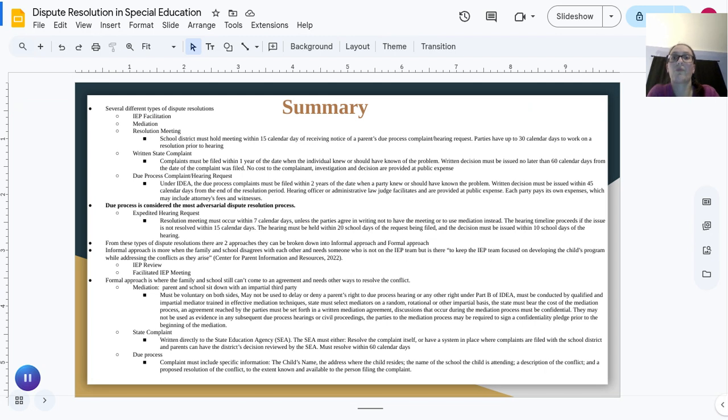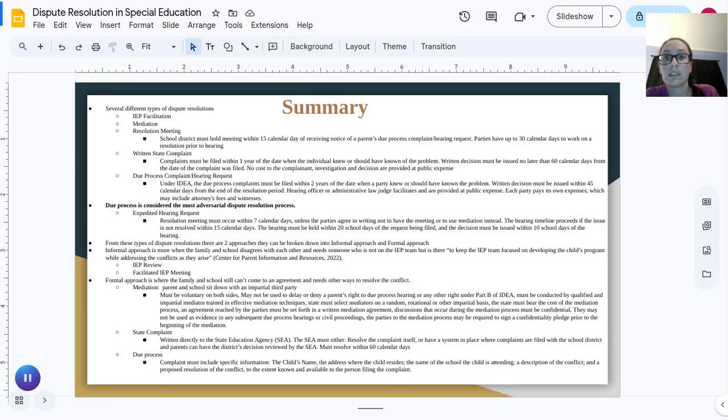So for this, in the video there are several different types of dispute resolution talked about. There's IEP facilitation, mediation, resolution meeting. This is where the school district must hold a meeting within 15 calendar days of receiving notice of a parent's due process complaint/hearing request. Parties have up to 30 days to work on a resolution prior to the hearing.